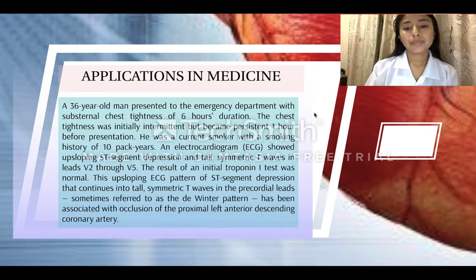An electrocardiogram (ECG) showed upsloping ST segment depression and symmetric T waves in leads V2 through V5. The result of an initial troponin I test was normal. This overlapping ECG pattern of ST segment depression that continues into tall, symmetric T waves in the precordial leads, sometimes referred to as the Winter pattern, has been associated with the occlusion of the proximal left anterior descending coronary artery.